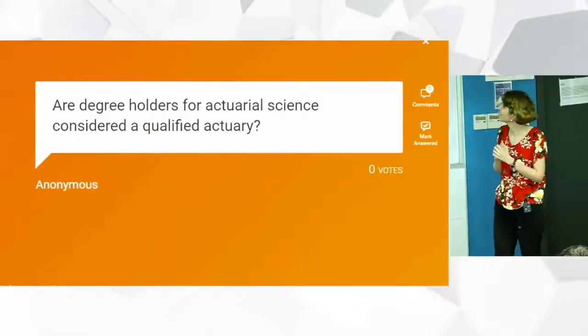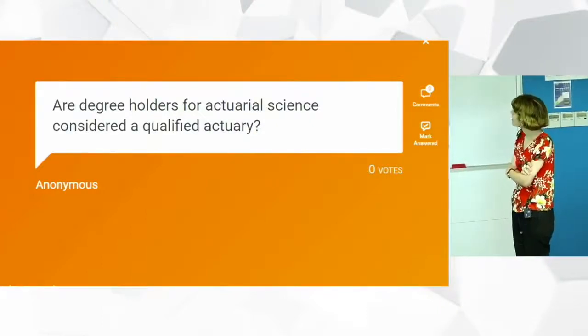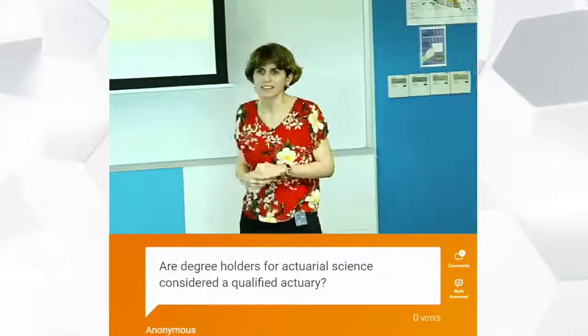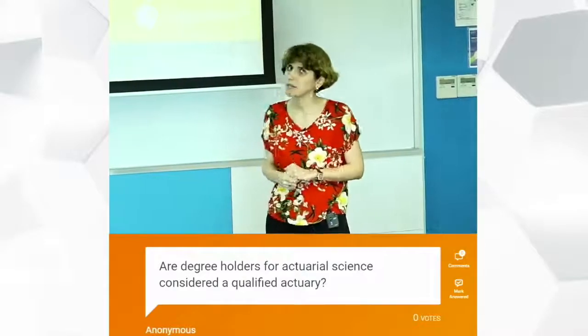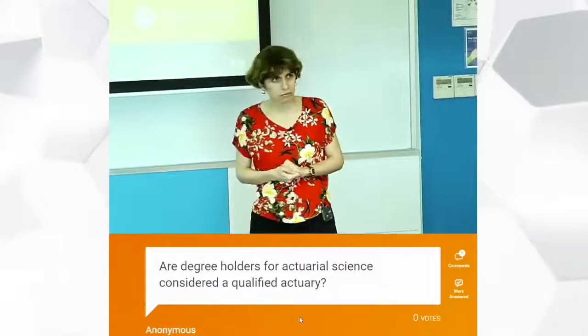e-banks. Are degree holders for actuarial science considered qualified actuaries? No, I'm sorry. They are not qualified actuaries until they become an associate or a fellow. So no, sorry. We call them semi-qualified, okay, not fully qualified.